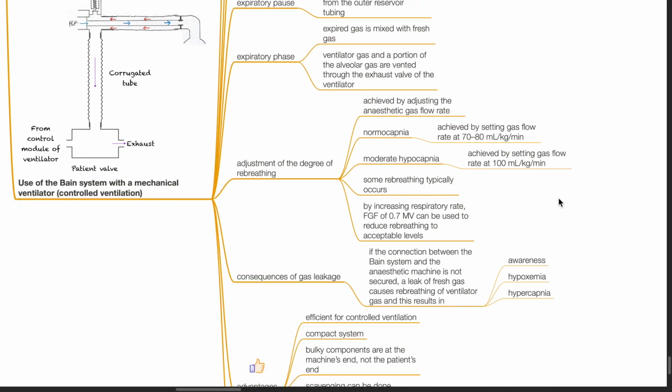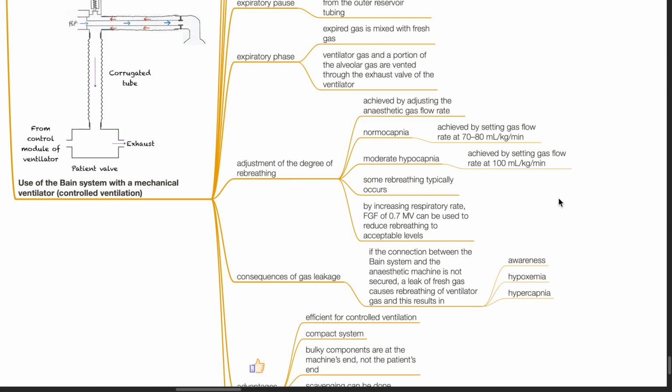To adjust the degree of rebreathing, this is achieved by adjusting the anesthetic gas flow rate. For normal capnia, this is achieved by setting the gas flow rate at 70 to 80 mL per kg per minute. To achieve moderate hypocapnia, set the gas flow rate at 100 mL per kg per minute. Some rebreathing typically occurs. By increasing the respiratory rate, a fresh gas flow rate of 0.7 minute volume can be used to reduce rebreathing to acceptable levels.